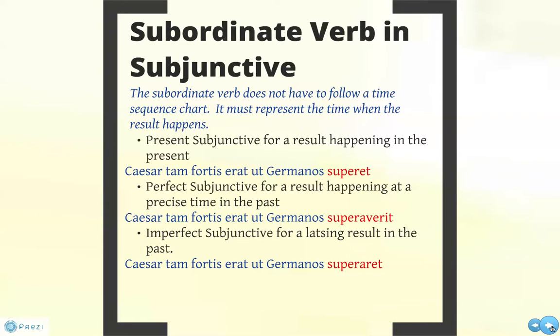Okay? If you want to express something that happened at a precise time in the past, you would say Caesar tam fortis erat ut Germanos superavit, using the perfect tense. Caesar was so strong or so courageous that he conquered the Germans, and the action is over. If you want a lasting action in the past, like I had at the start with superaret, Caesar was so strong or so courageous that he was conquering the Germans. Here it expresses this lasting action with the imperfect subjunctive. So basically, these three tenses will be used to express whenever the result happened. Okay, and I think that's about it.